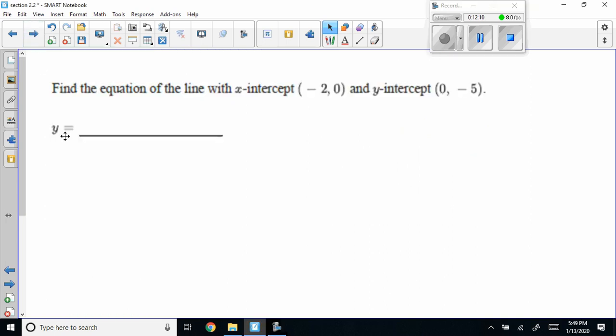Okay. Well, if I can give you a graph, I can also give you 2 points, right? Again, find the equation of the line with x-intercept -2 and y-intercept of what? -5, right? So, y equals mx plus b. I need the slope, and then I need the y-intercept.